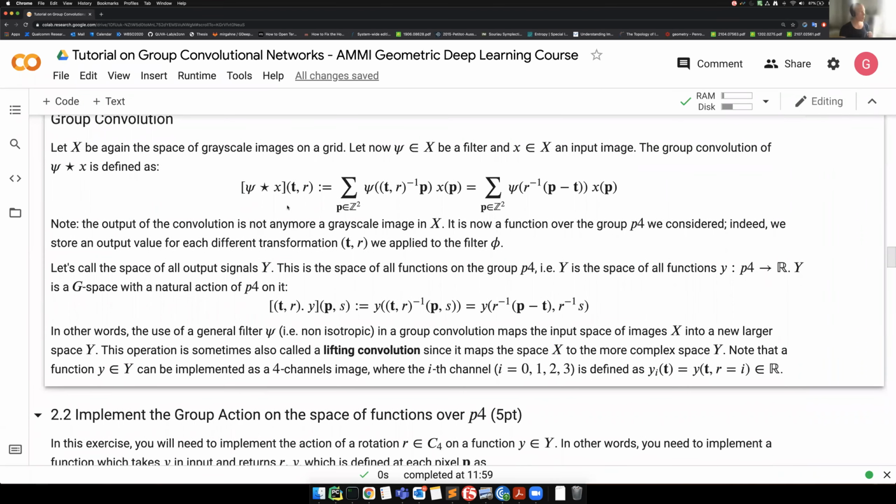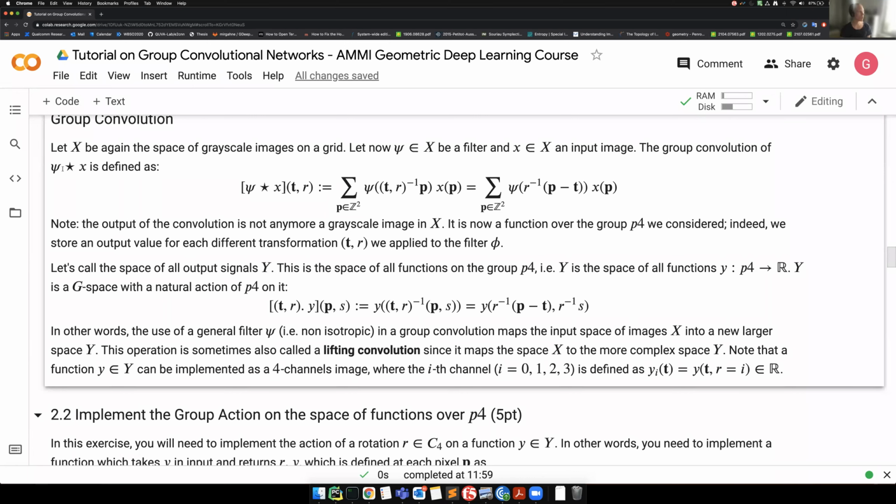Okay, the definition of a group convolution in general is that you have a function, your image x, over all the points in the plane. So P is in the plane, x of P, and then you have your filter psi, which is also a function in X, the space of all planar images. Usually in a convolution, you take your filter and apply all possible translations, moving it around on the image.